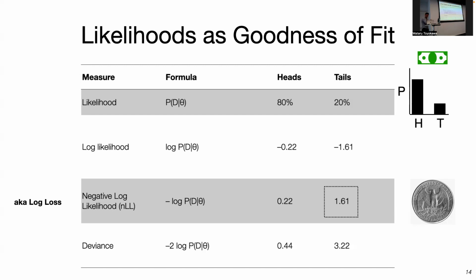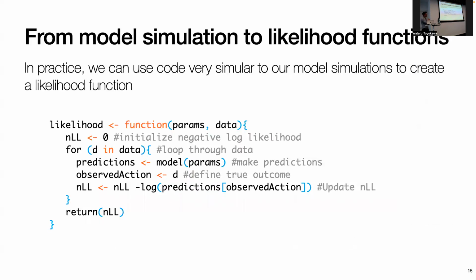Okay, so in the code notebooks, we gave you some simulation code for how to simulate data. Now, how do you get from model simulation to likelihood functions? Well, it's essentially the same thing. Here's an example in pseudocode, using R, of a likelihood function where the function has 2 arguments, parameters and the data.